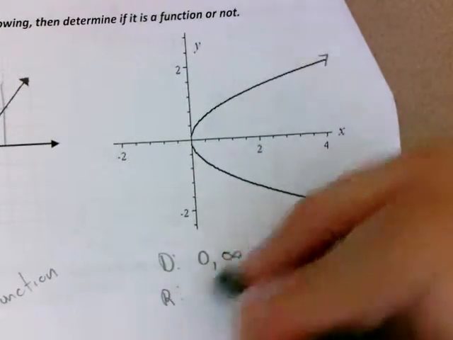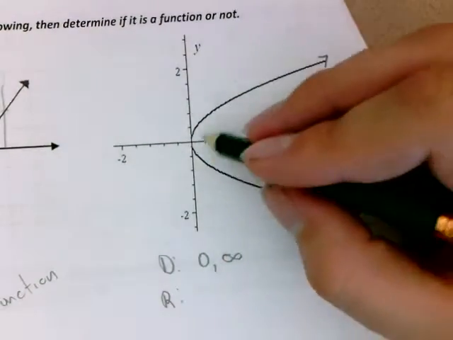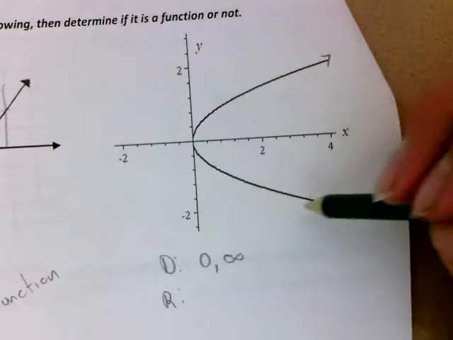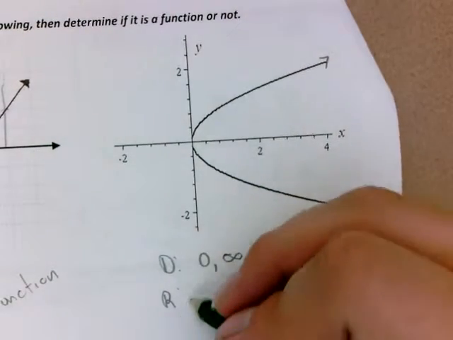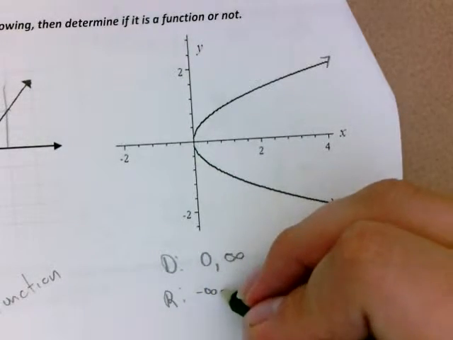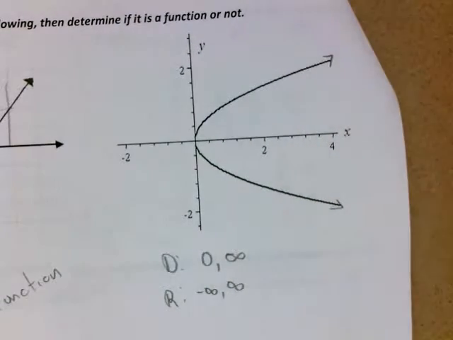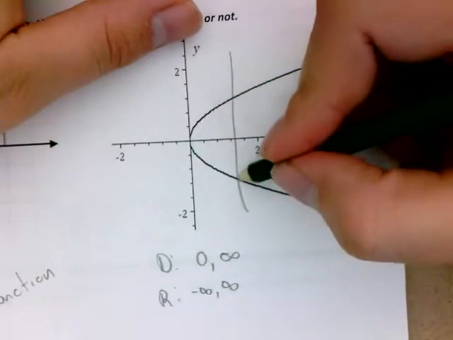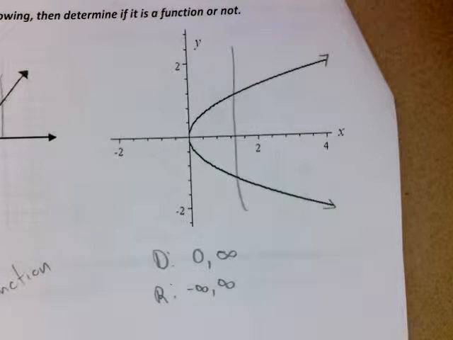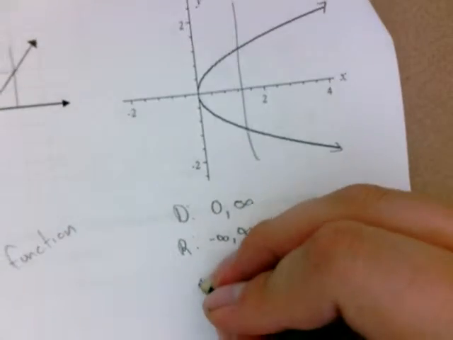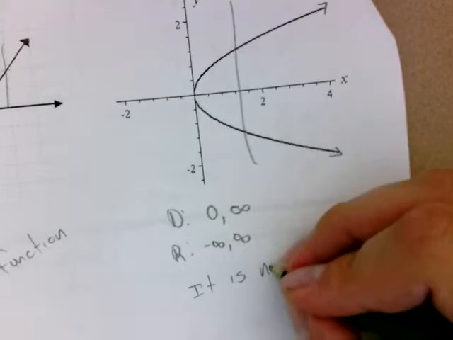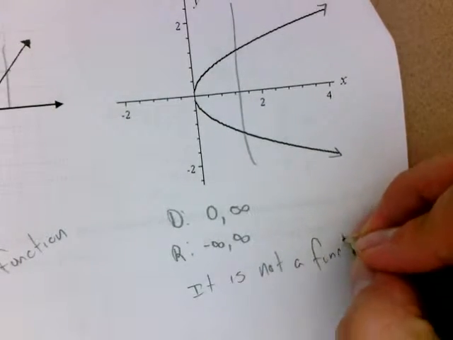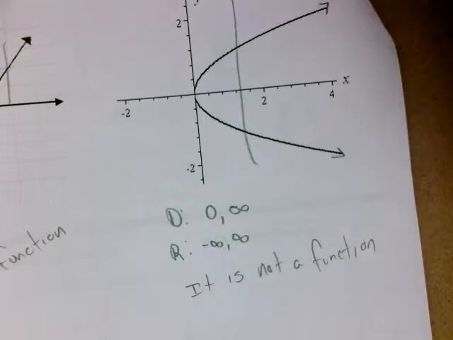Now the range is a different story. Since this is going forever down, and this is going forever up. Remember, up and down deals with y. It means it goes down forever, so it goes down to negative infinity. It goes up forever, it goes up to infinity. Is this a function? Draw a vertical line, it's going through more than one point. So since it's going through more than one point, it's not a function.